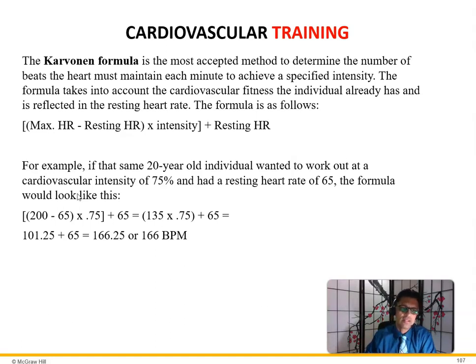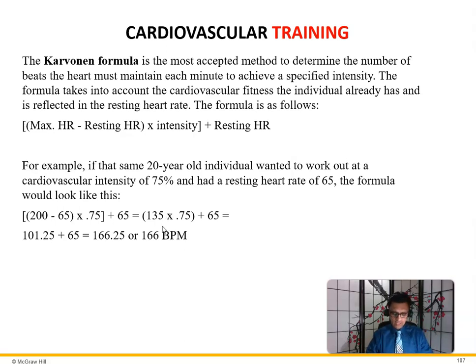So for example, if that same 20-year-old individual wanted to work out at a cardiovascular intensity of 75%, and had a resting heart rate of 65, the formula would look like this: 200 minus 65, because it's max heart rate minus the resting heart rate, times the intensity, plus 65. So you're going to get 166 beats per minute at 75%.